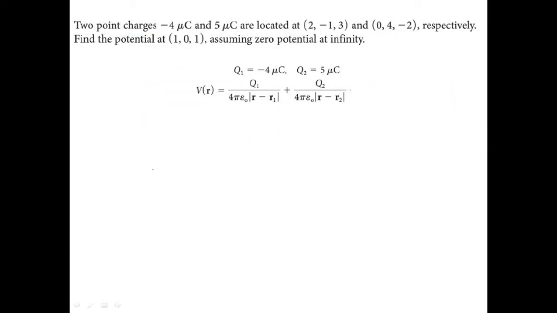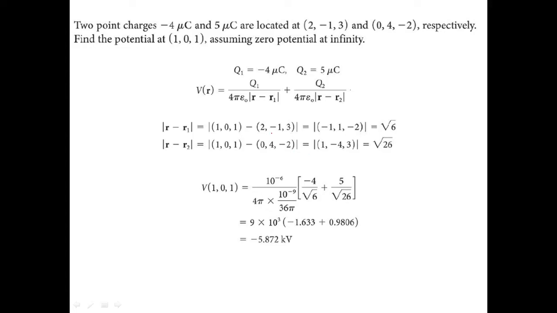Yes, so this is the formula. Yeah, now here we can see final minus initial. This is what we had written. So we'll get root 6 for the first case and root 26 for the second case. So we know Q1 is 4 microcoulomb and Q2 is 5 microcoulomb. Just substitute it, and 1 by 4 pi epsilon naught, you can take it as constant here, right? So just substitute it, you will get minus 5.872 kilovolts, right? So what is the variable here in the formula?